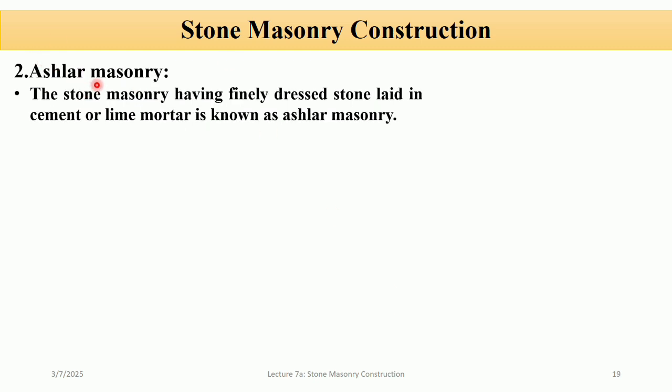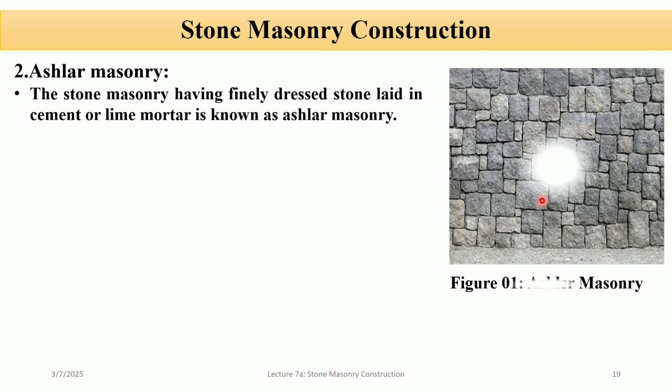Ashlar masonry is a type of stone masonry that uses finely dressed or cut stones laid in regular courses. Unlike rubble masonry, which uses irregular stone, ashlar masonry provides a smooth and uniform appearance. You can see in the figure that each stone is shaped to have uniform size and smooth faces, so the mortar joints are very thin, ensuring a tight fit.